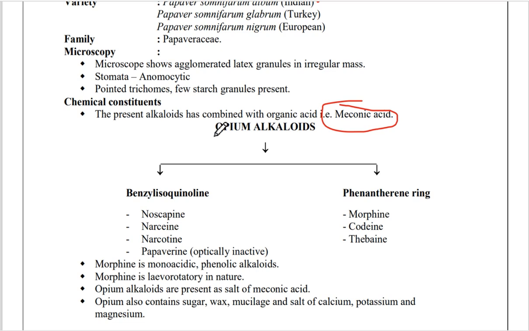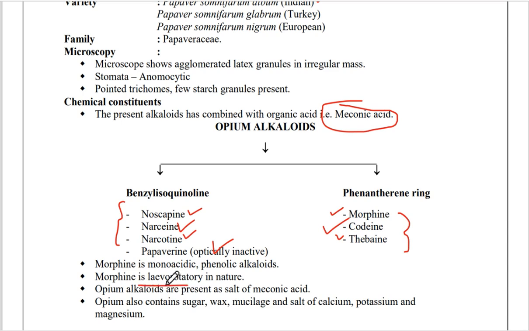Okay. Now the opium alkaloids can be classified in two categories according to the structure. First is the benzyl isoquinoline and the phenanthrene ring. In the phenanthrene ring, you must be aware of morphine, codeine, thebaine. So these are also the chemical constituents of your opium. And in benzyl isoquinoline you have narcotine, narceine, noscapine, papaverine, which is optically inactive. Okay, these are nothing but the chemical constituents. So you can just write morphine, codeine, thebaine for the phenanthrene ring, and for benzyl isoquinoline just remember narcotine, papaverine, narceine.